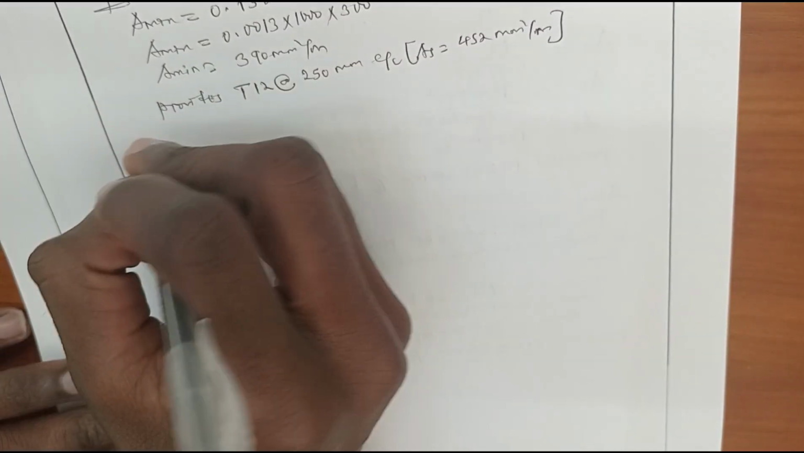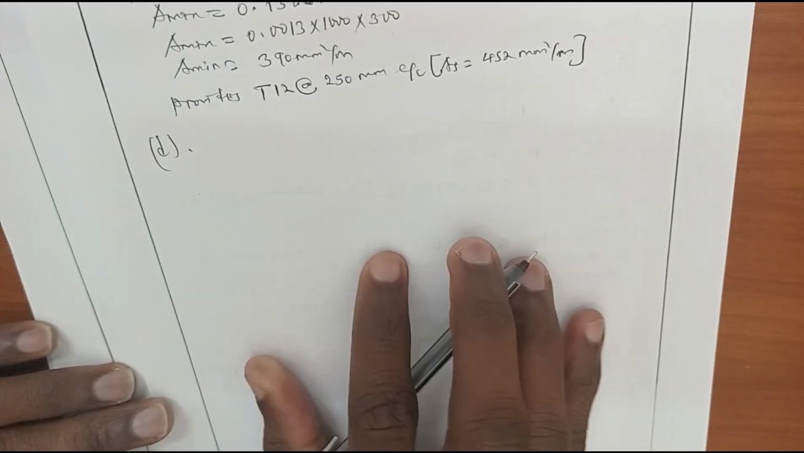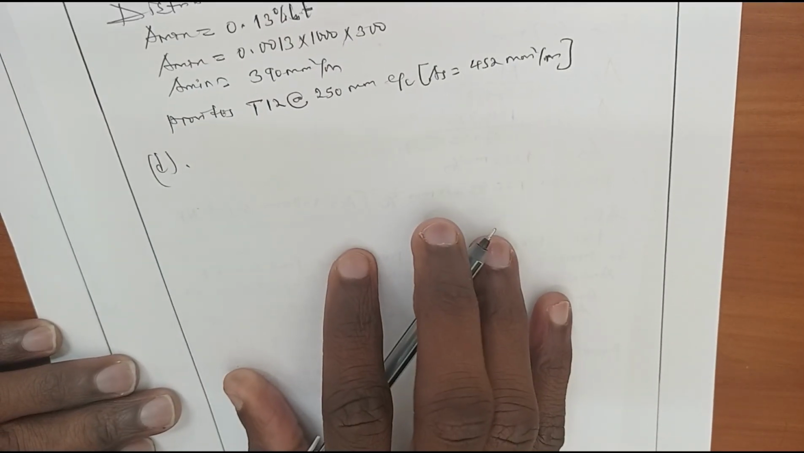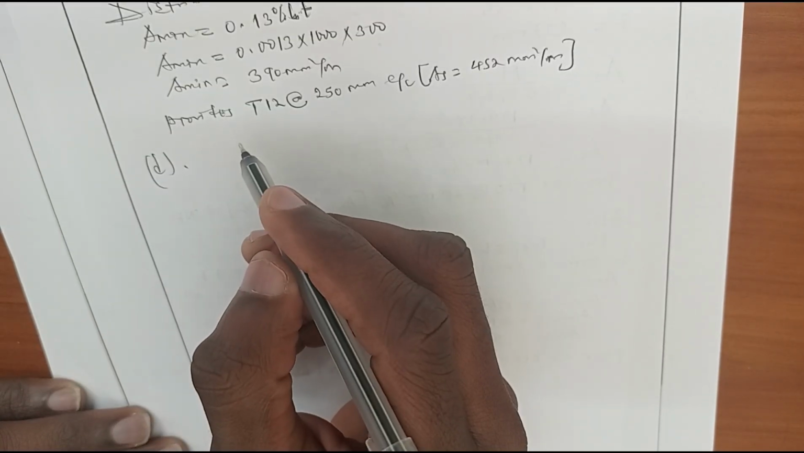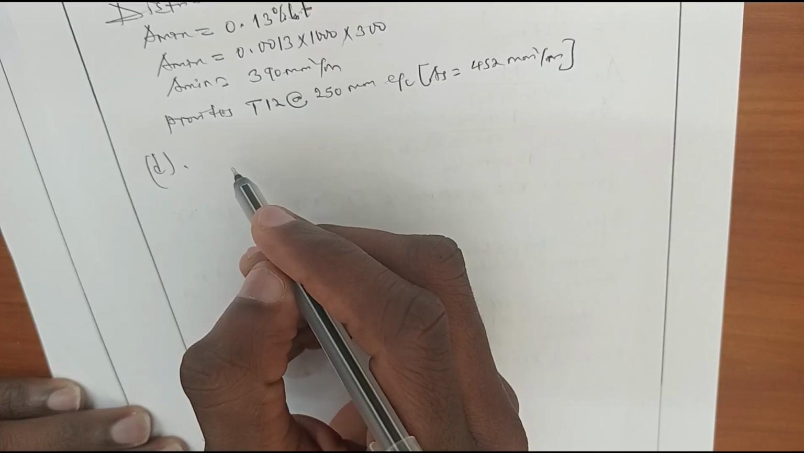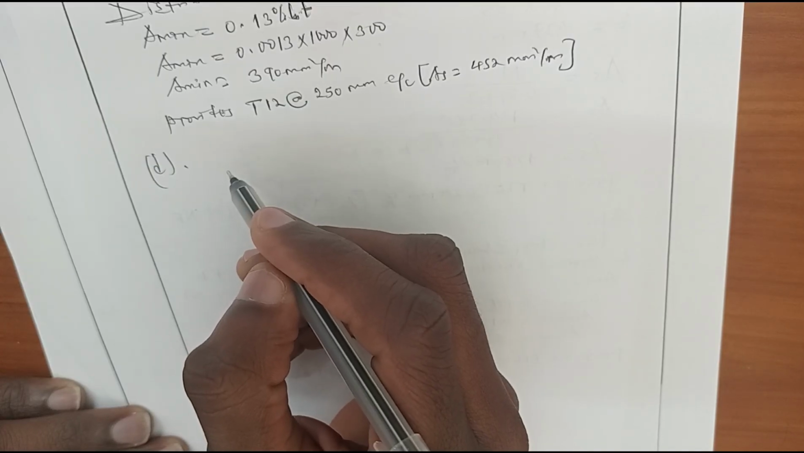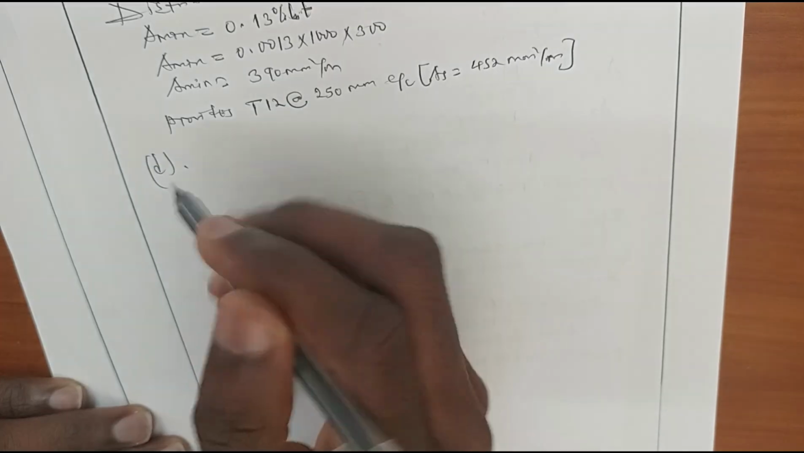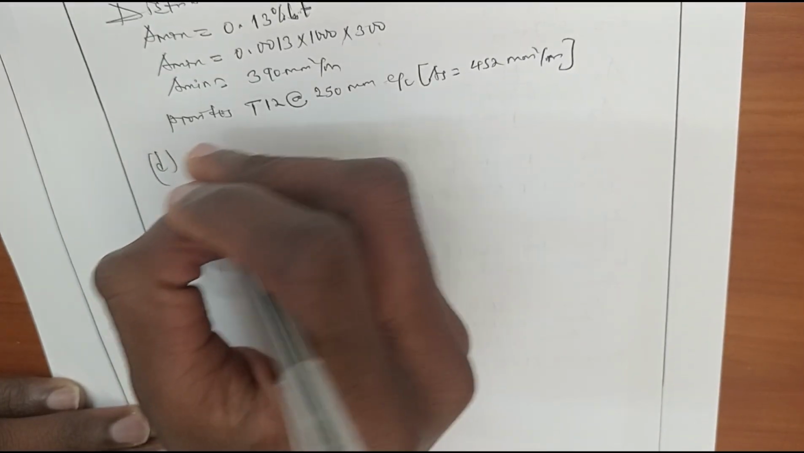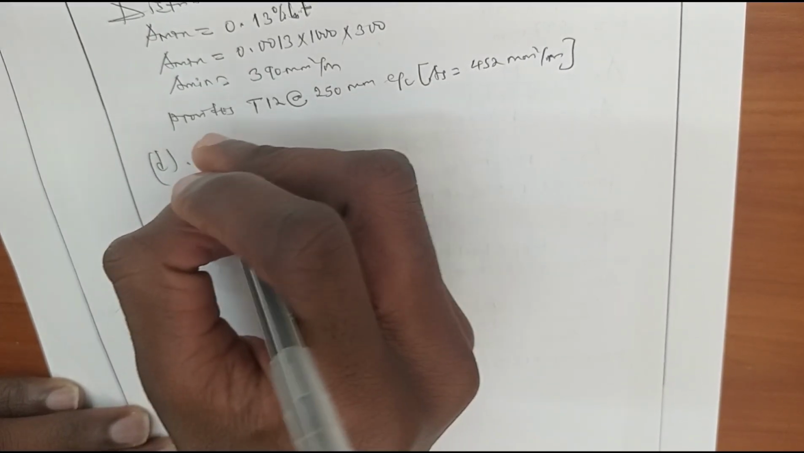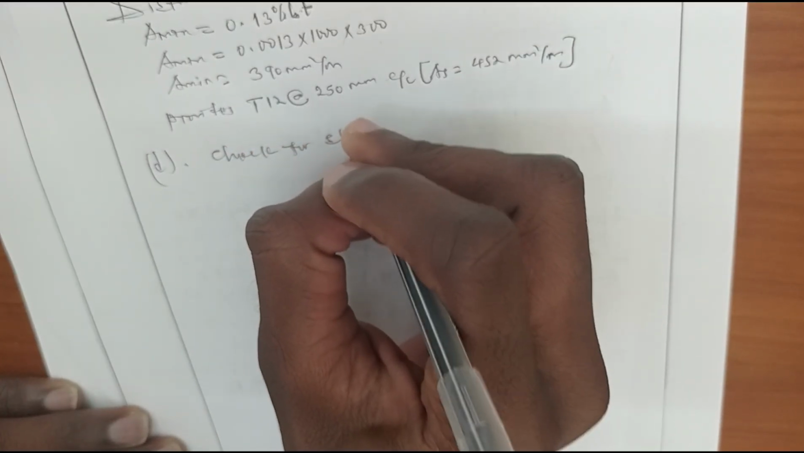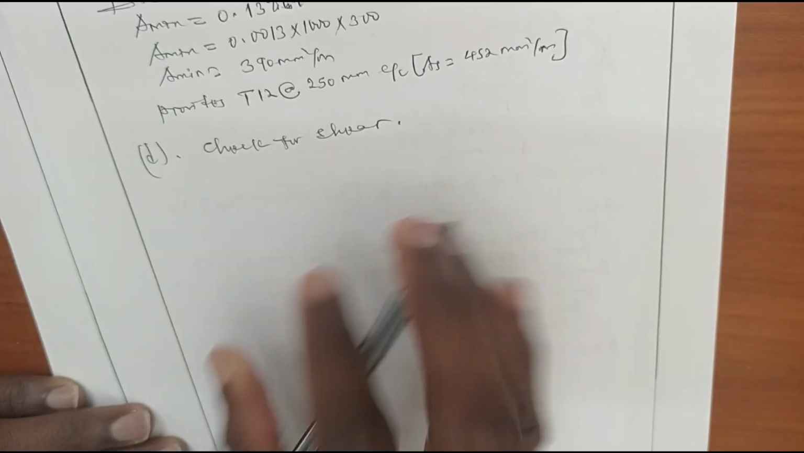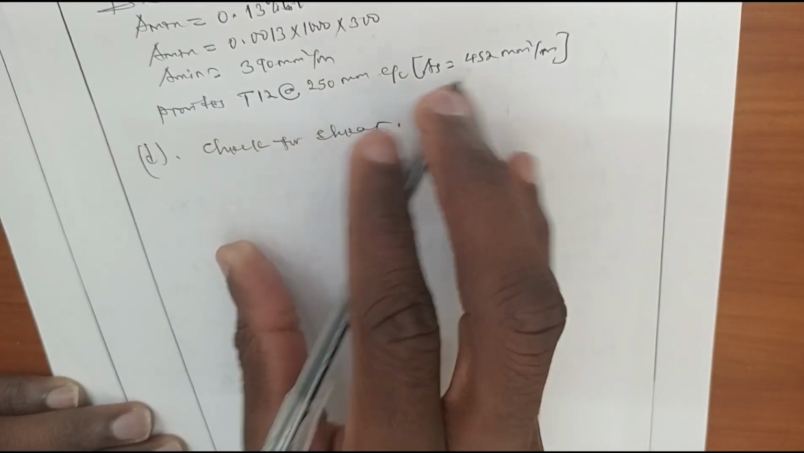Now, next we are required to check for shear reinforcement. The aim of checking for shear reinforcement is to check whether shear reinforcement, which is links, is required for the design of the slab wall. Now, check for shear is done as follows.